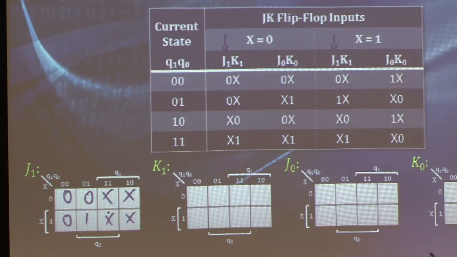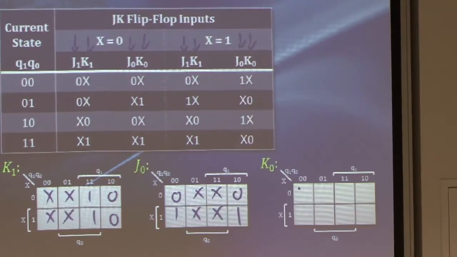And I will fill up the other ones before I actually find the equations. So for K1, looking at this one, it's don't care, 1, 0. And here is don't care, 0, 1. Don't care. The 1 is the 1, 1 combination. All right. Then for the J0, looking at this one and this one, so I have 0, don't care. Don't care, 0. Here I have 1, don't care. Don't care, 1.